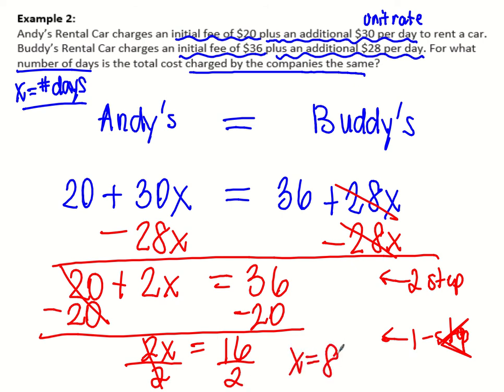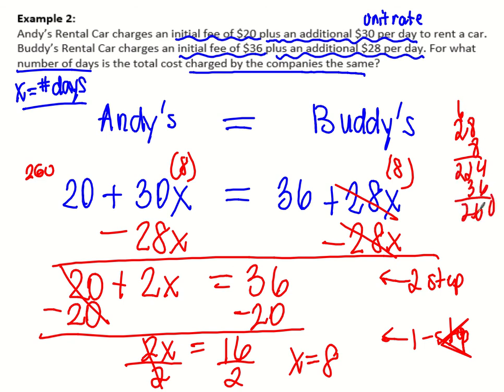Do I know that's true yet? I could plug in 8 here, and I could test it out. And that's 240 plus 20 is 260. And what do I get here? 8 times 28. I'm so bad at mental math. There's 224 plus the 36. Look at that, 260. 260. Okay, so it works.